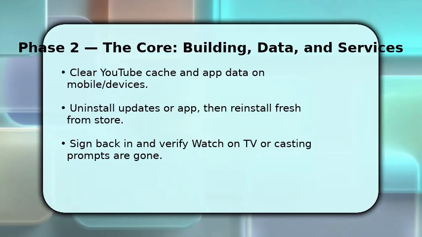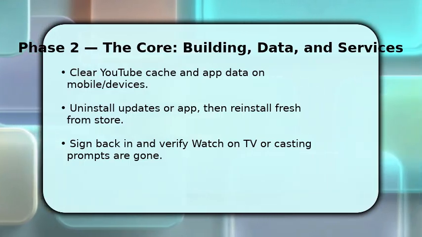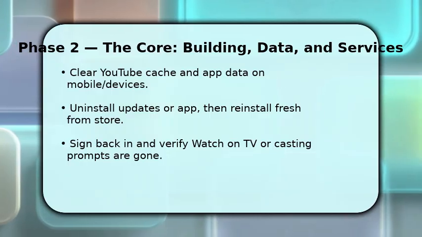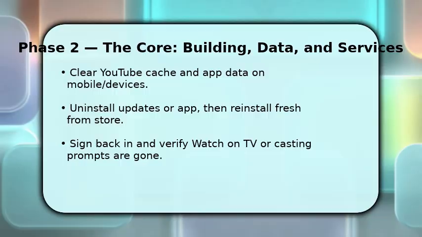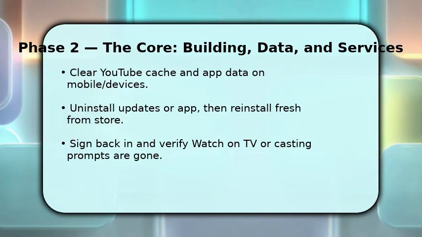Once reinstalled, sign back into your account and check settings. The watch on TV row or persistent prompt should be gone. If it still appears, don't panic. There's one final step to force a full reset.